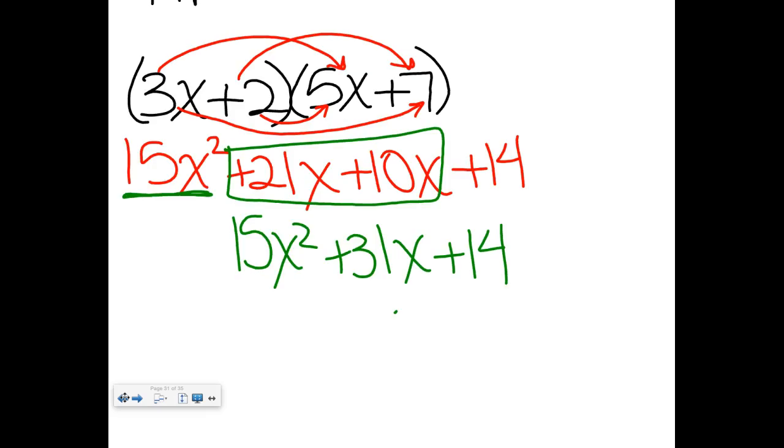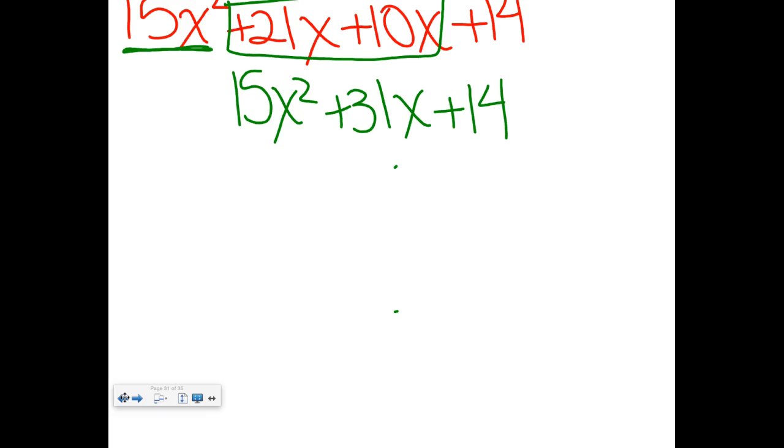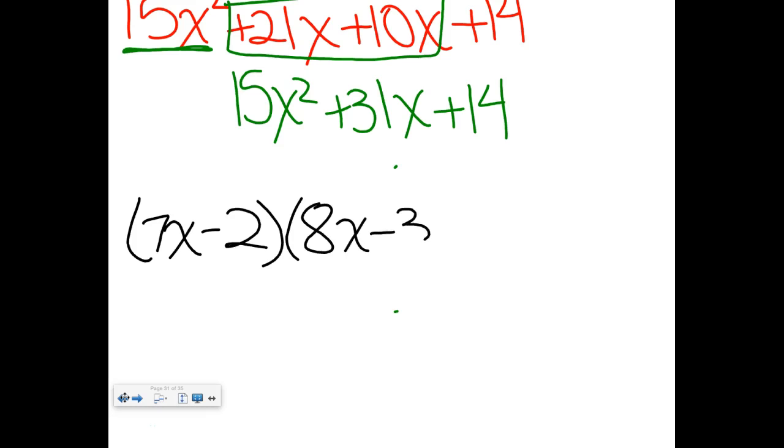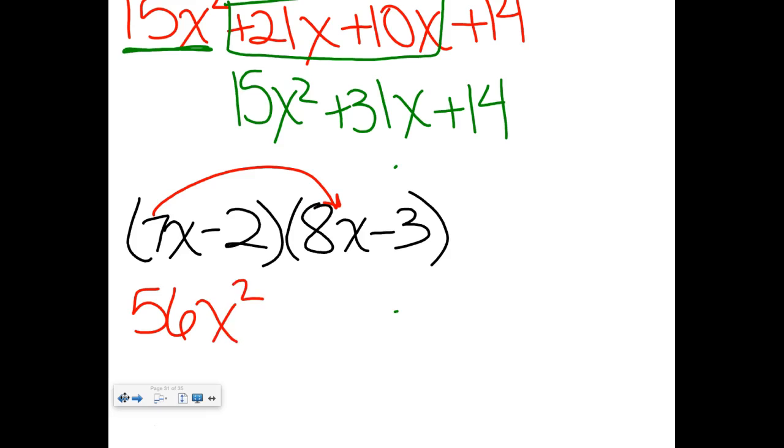Okay? All right, so our next one here, if you would write this down, I'm going to have 7x minus 2 and 8x minus 3. Okay, so again, I'm going to FOIL, so I'm going to multiply my first and my first. This is my favorite multiple right here. 7 times 8 is 56. I'm taking x times x, so that's how I'm getting that x squared.